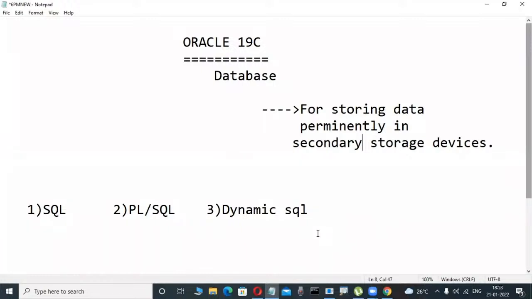ETL developers always need subqueries, joins, materialized views, indexes, partitions, some concepts are required. OLAP features, rank, dense rank, this type of analytical functions, lag and lead analytical functions, some knowledge is required. And PL/SQL stored procedures.